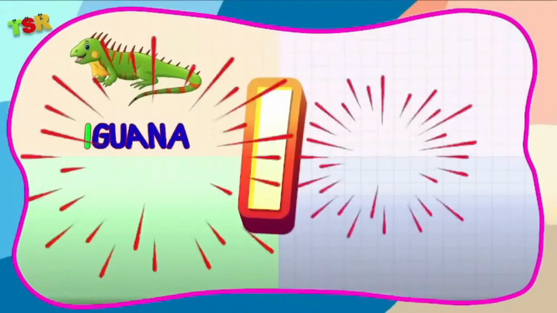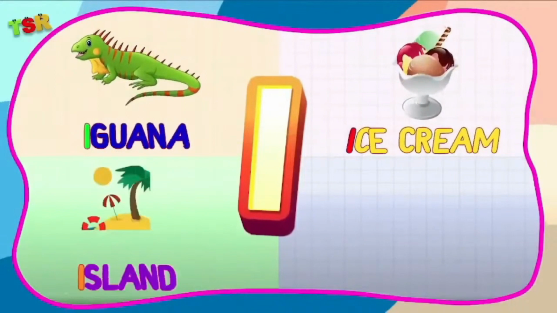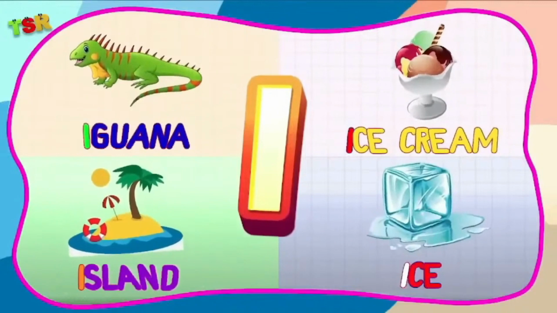Letter I is for iguana. Iguana. Ice cream. Ice cream. Island. Island. Ice. Ice.